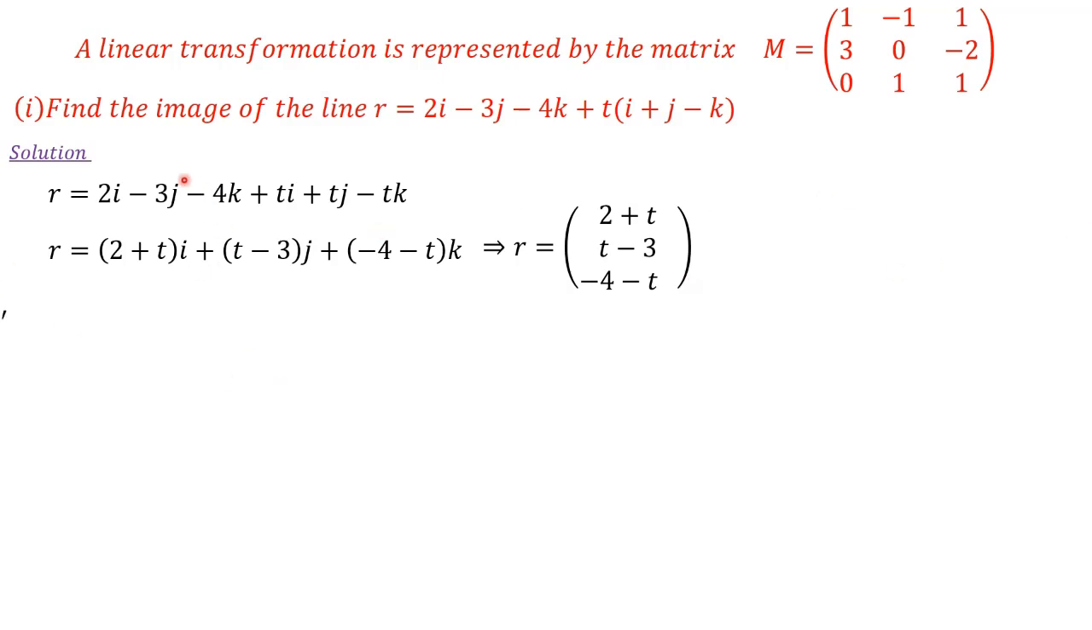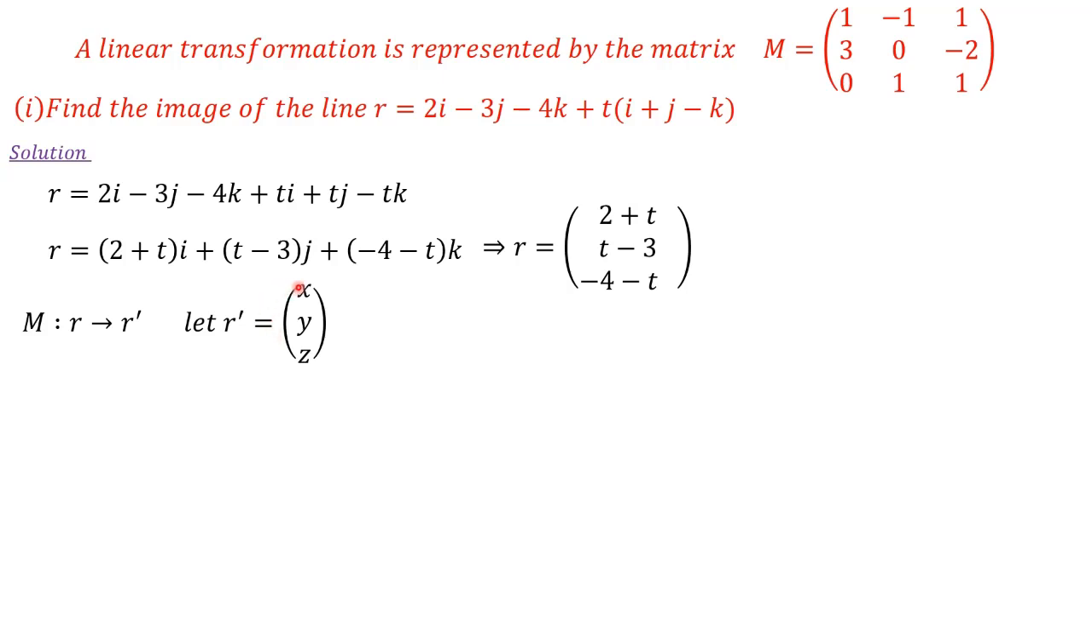Now, we are being told that the linear transformation is represented by the matrix M. So M is the transformation. M, being the transformation matrix, is going to transform a certain point r to an image r prime. So in this particular question, we are looking for r prime, which corresponds to the image of the line given to us. We can let r prime be the image which we are looking for, that is the image of the line r.